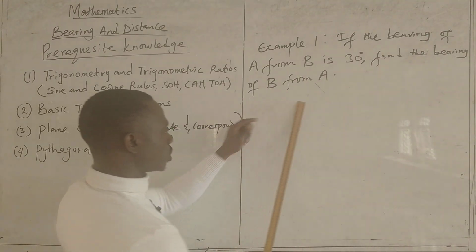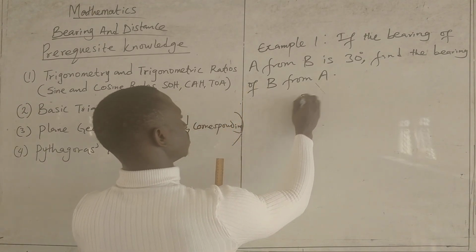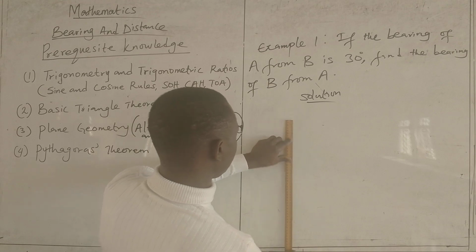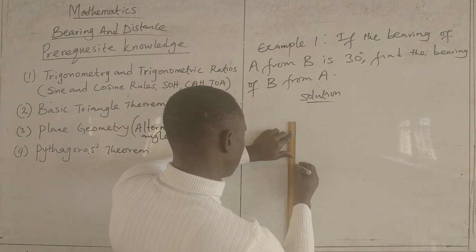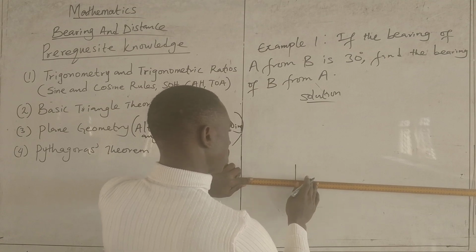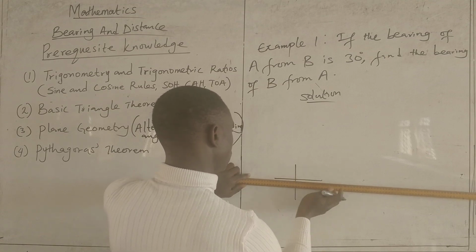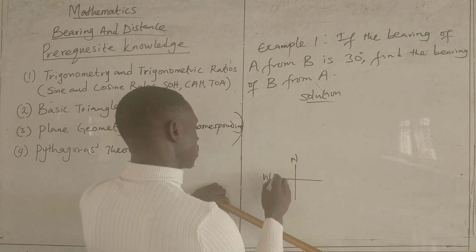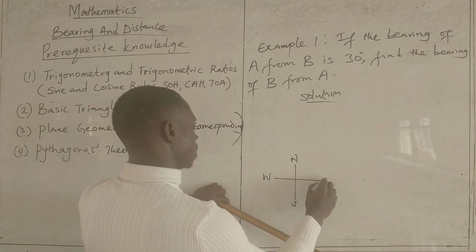So the first thing you will draw is your what? Is your cardinal point. Anytime you are dealing with bearing, draw cardinal point first. Then put the cardinal point there, the north, the west, the south, and the east.